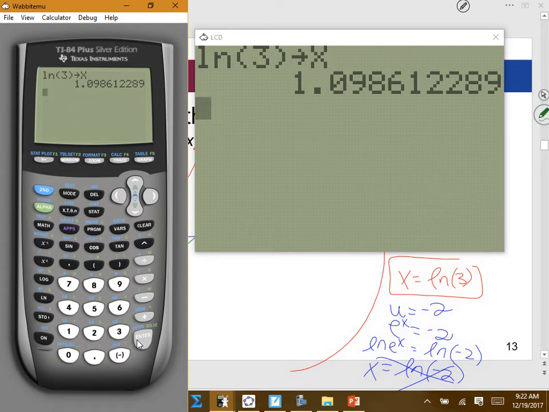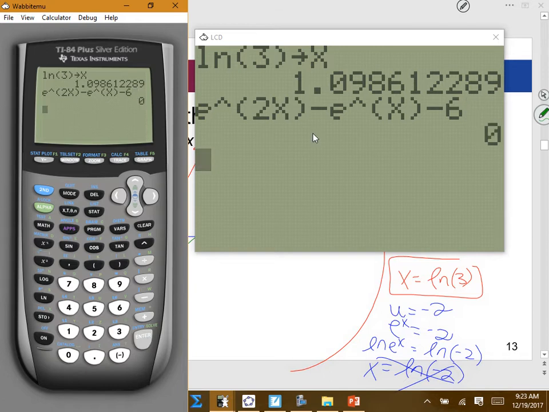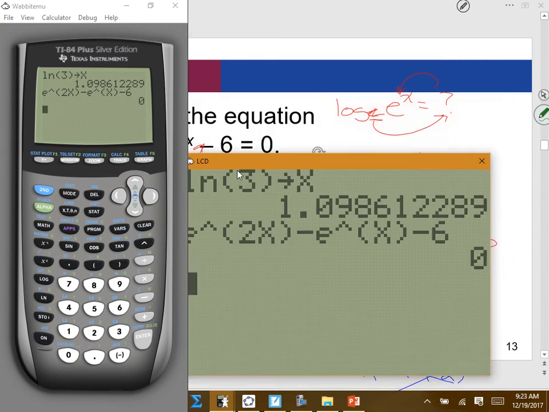Okay? And now what it means is that every time the calculator sees x, it's not going to use x anymore. It's going to use 1.09. Does that make sense? Okay? So my equation that we started with was e to the 2x. So I'm going to type that in. And then it was minus e to the x. And then it was minus 6. And when I hit enter, if ln of 3 is my answer, what should I get? I should get 0. Okay? So that's one way of using your technology to check yourself.